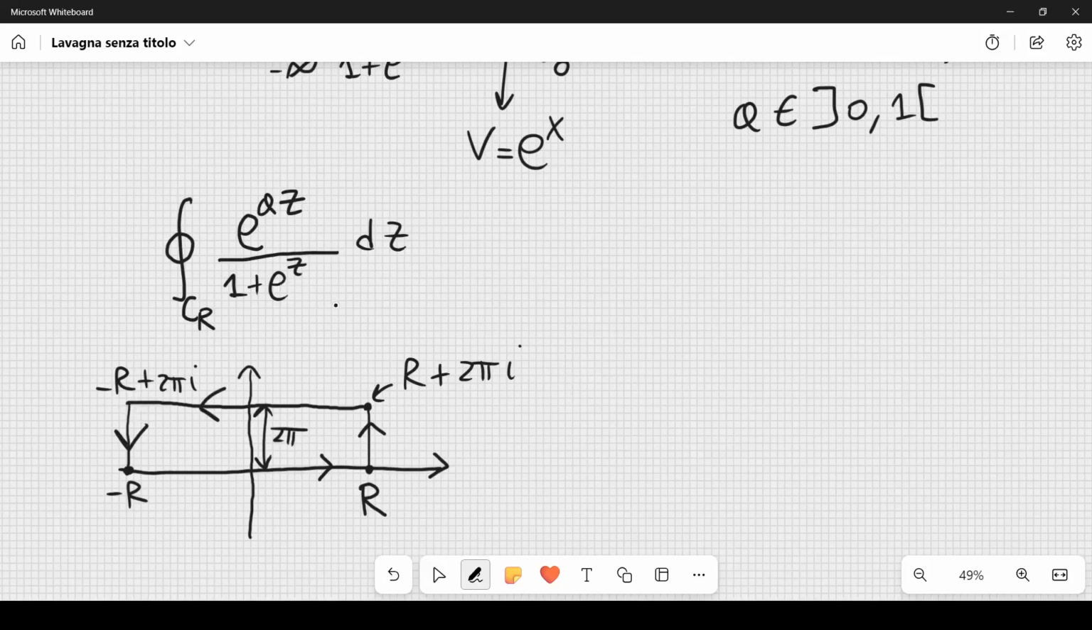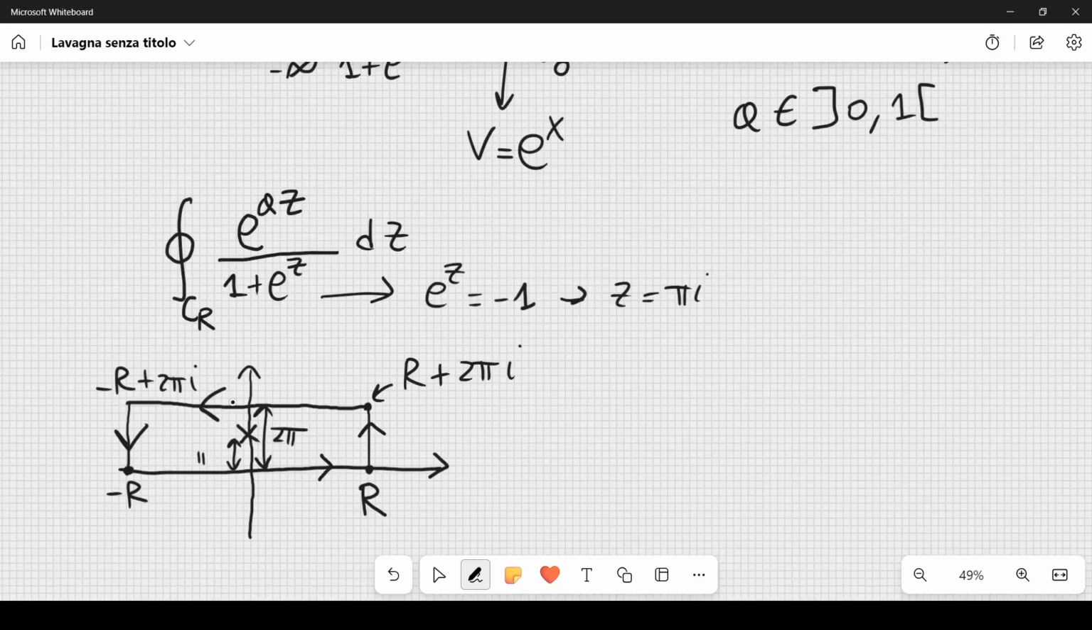Now, if you take a look at the integrand here, it is going to be equal to infinity where we get a pole, when the denominator is 0. And the denominator is 0 when e to the z is equal to minus 1. This means that z is equal to pi i, right? Because if z is equal to pi i, we get minus 1. So we have a pole somewhere here. This is pi i.